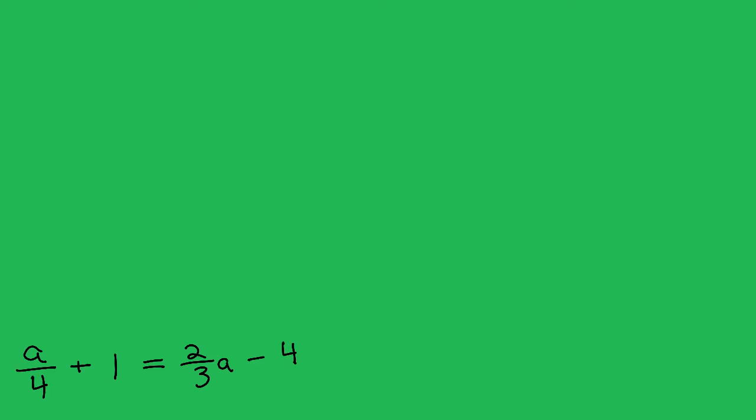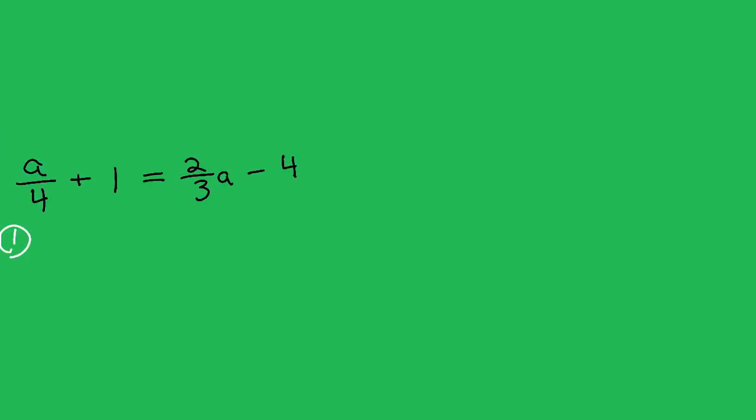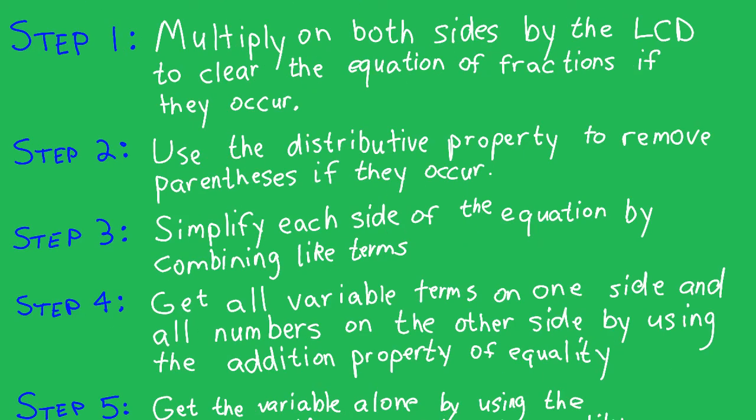Last one. a over 4 plus 1 equals 2/3 a minus 4. Okay, so we actually have a fraction in this one. So we're going to have to look at step 1 to see what we need to do. And it says, a lot of scrolling, but that's okay. Multiply on both sides by the least common denominator to clear the equations of fractions if they occur.